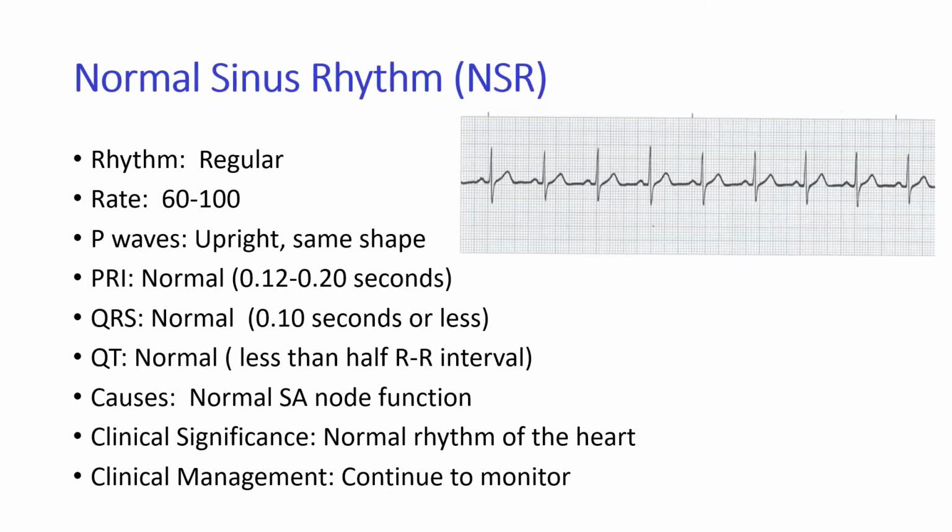Normal sinus rhythm is the gold standard against all other rhythms. It is regular, its rate is 60 to 100. You have P waves showing that it came from the SA node, so it's sinus. Your PRI is normal, your QRS is normal, your QT is normal, and the causes, it's normal. It's what we all want our patients to be in, because it usually will give us adequate cardiac output. There's not really a significance, it's a normal rhythm, and therefore for clinical management you would continue to monitor.